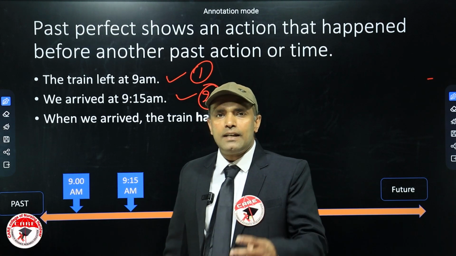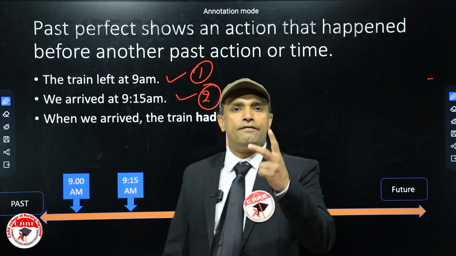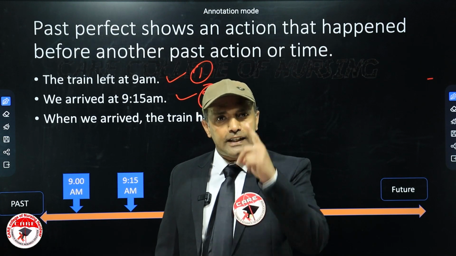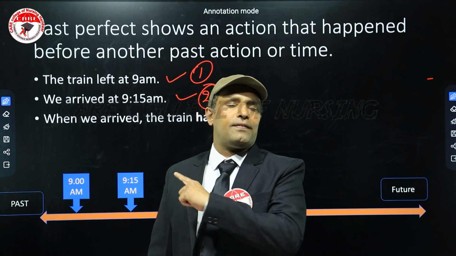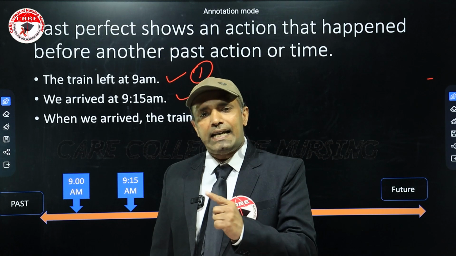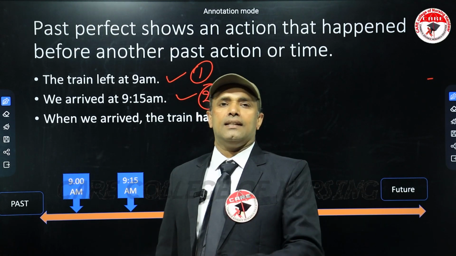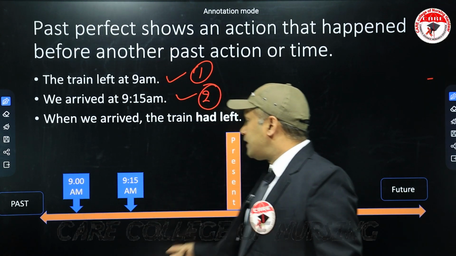So let me explain it. When we have to mention two different actions of the past, the first action should be in past perfect tense, followed by the second action that's in simple past. This is the combination. So let's look at this picture.